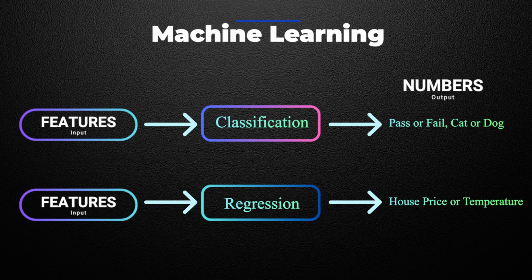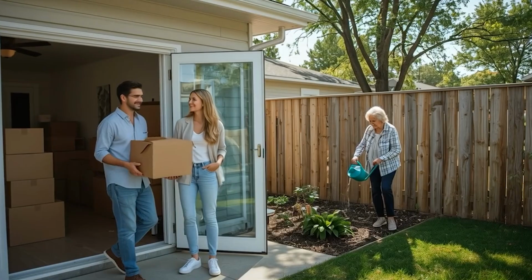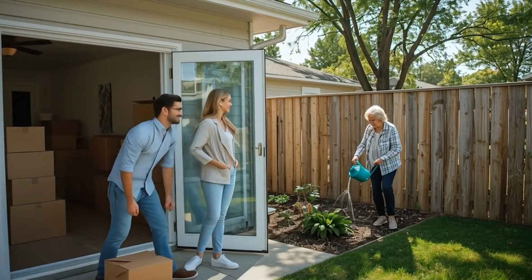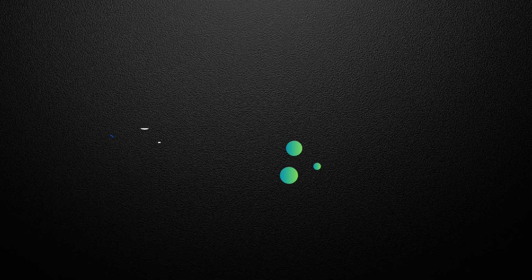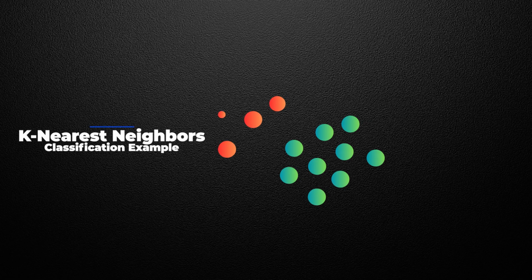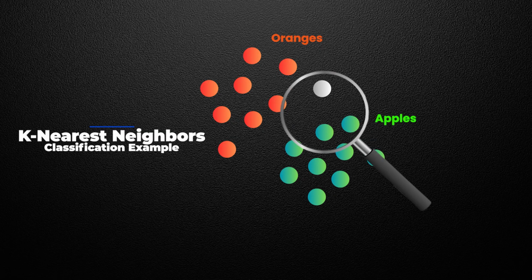So how does KNN work? Imagine you move to a new city and want to guess if a restaurant will suit your taste. The fastest way? Ask your neighbors, people with similar preferences. Exactly what KNN does. It looks at the closest data points and decides based on them.